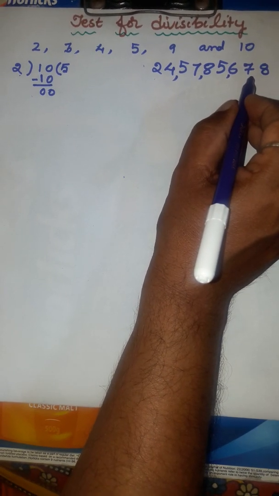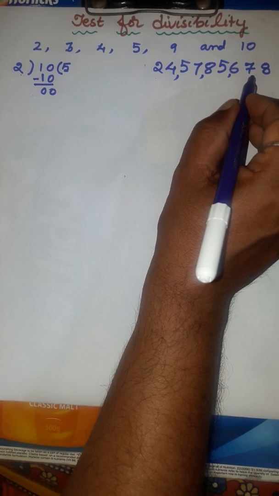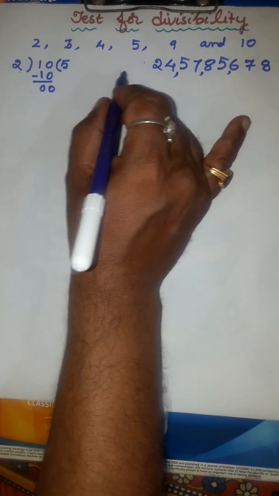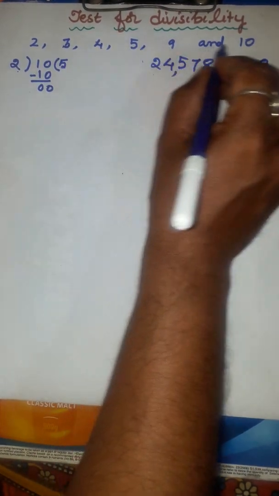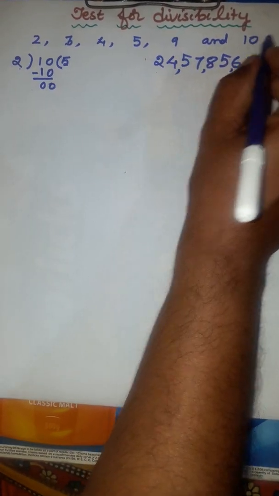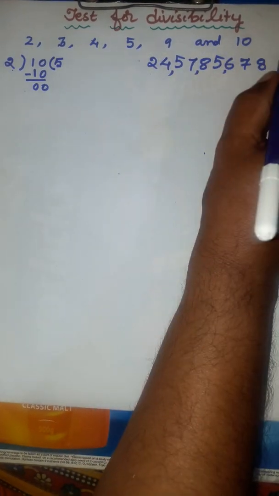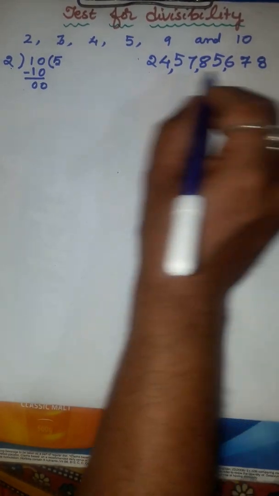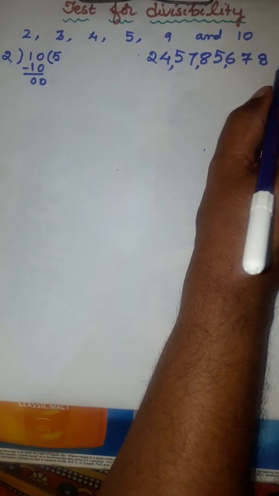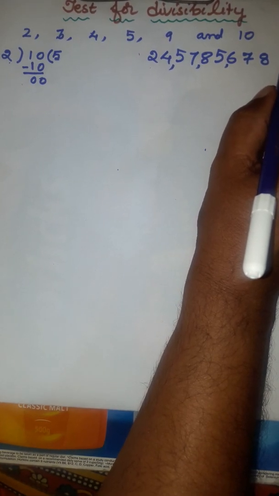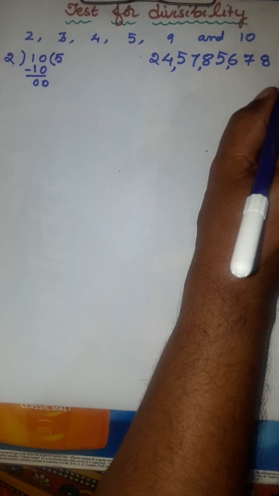So why do we have to know the divisibility rules? To know whether the given number is divisible by 2, 3, 4, 5, 9 or 10 in quick time without going for actual division. We can save the time. So to begin with, let me explain to you about the divisibility by 2.